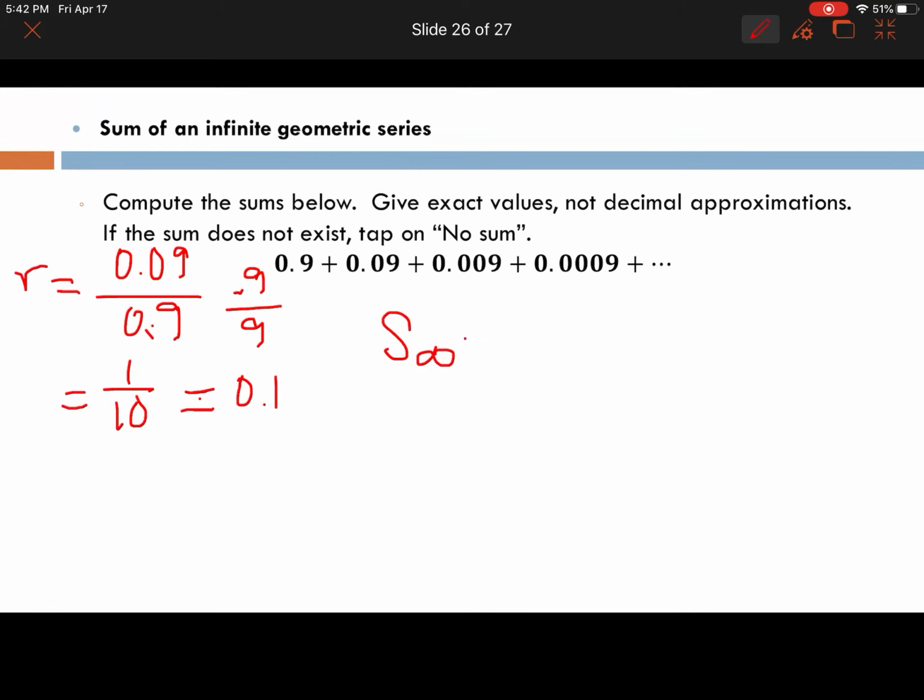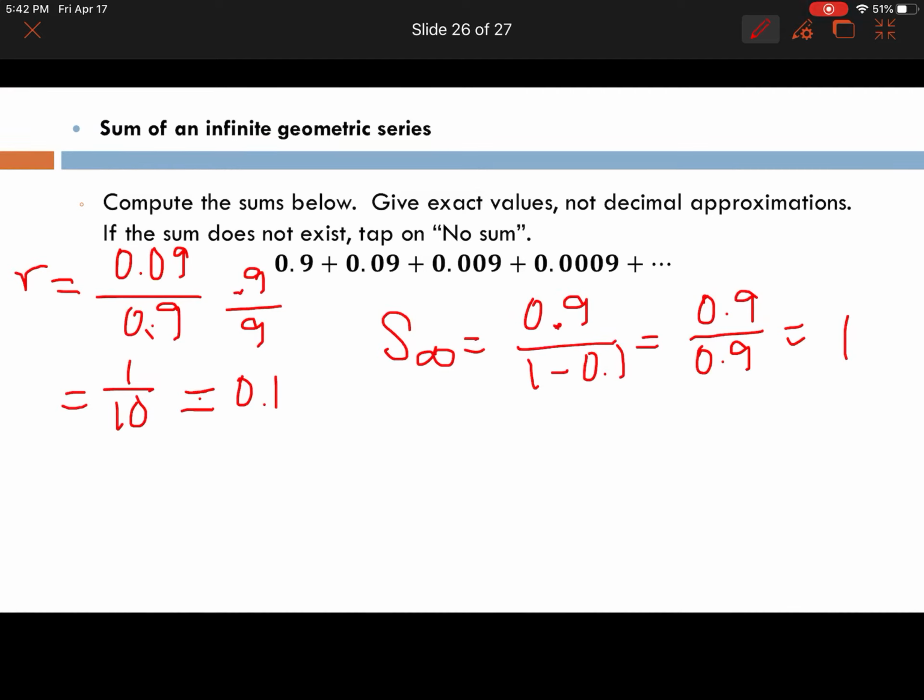So our infinite sum is a sub 1, which is 0.9, over 1 minus 0.1. So 1 minus 0.1 is 0.9. So that's going to equal 1.